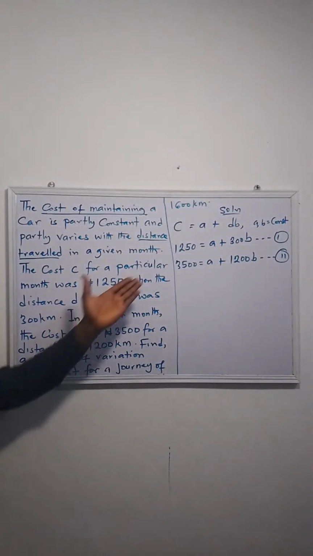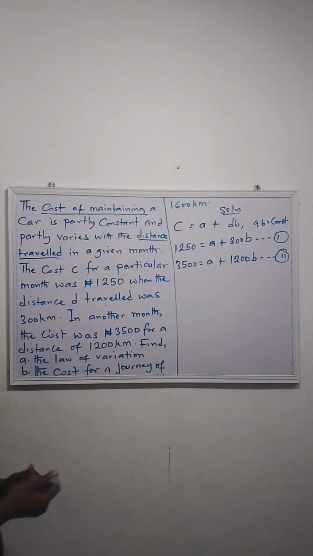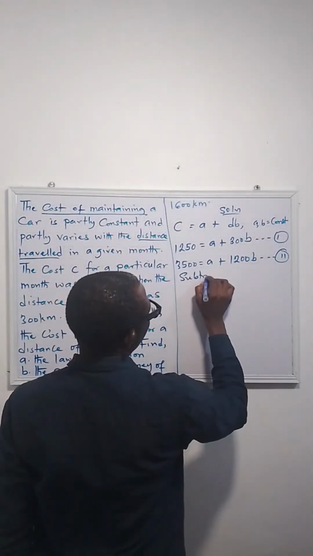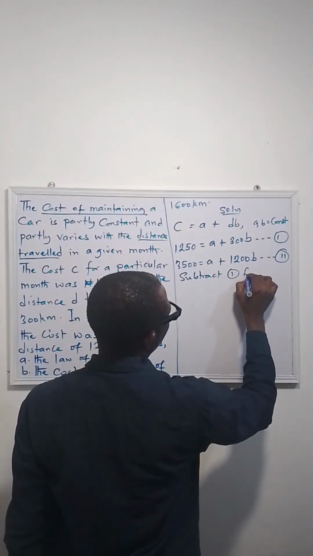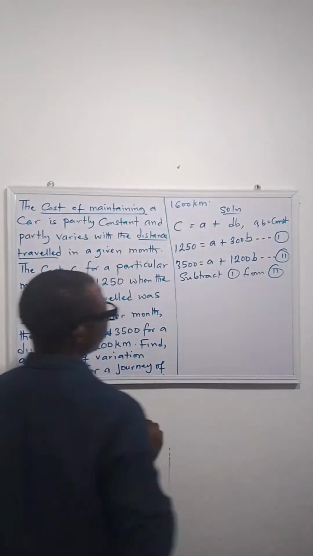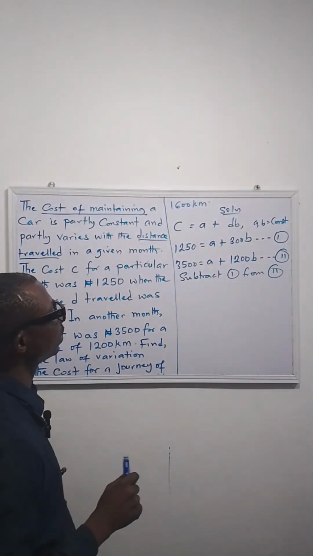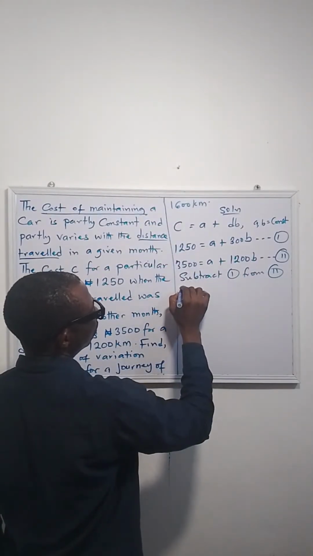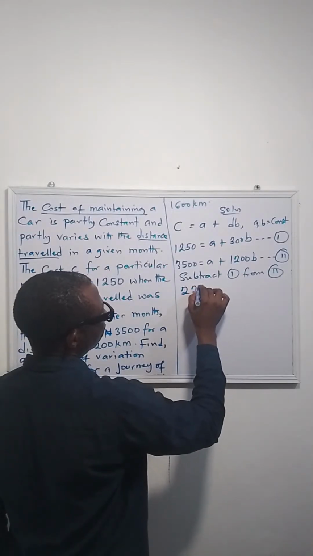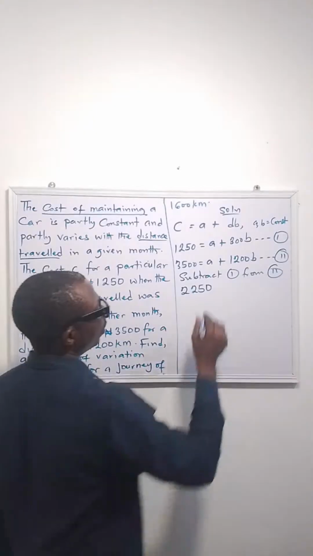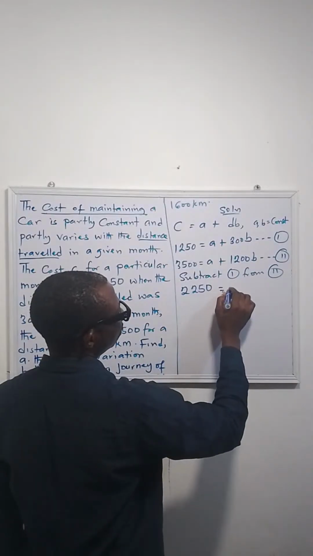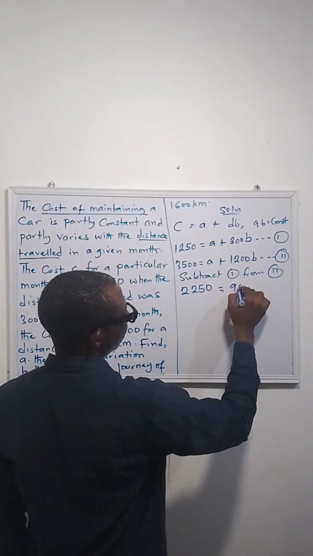All right, so now let's solve these two equations. Now you take this from this. So what do we have when we take this? Well, let's say subtract equation 1 from equation 2. So when you do that, what do you have? 3,500 minus this, you have 2,250, equals a minus a, and this one gives you 1,000, no, that's 900b.